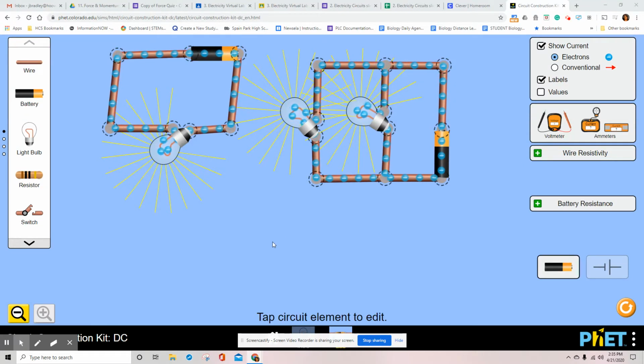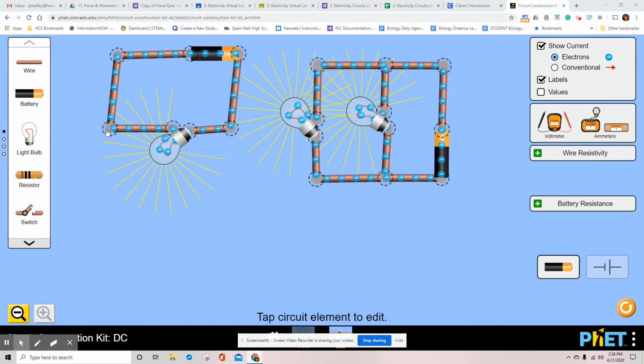Hi guys, I'm going through your labs and I see a couple of things that I want to point out. The first thing I want to show you is this one right here that I'm pointing to. This would be just a normal circuit, and this one over here is considered a parallel circuit.